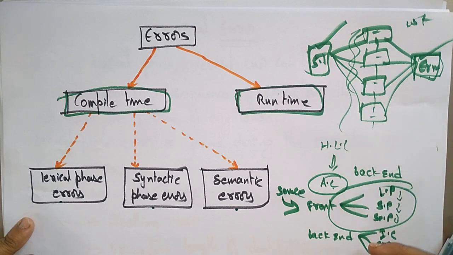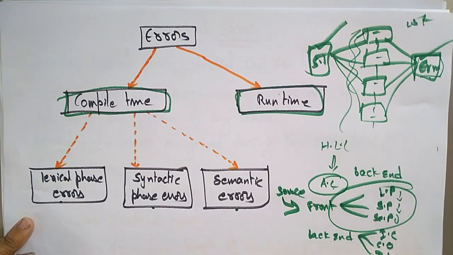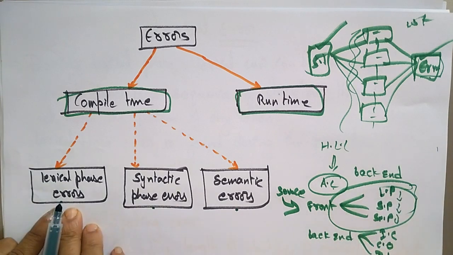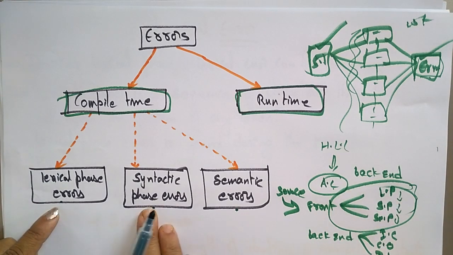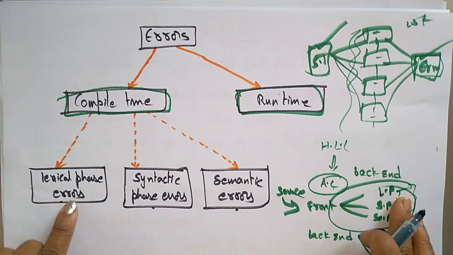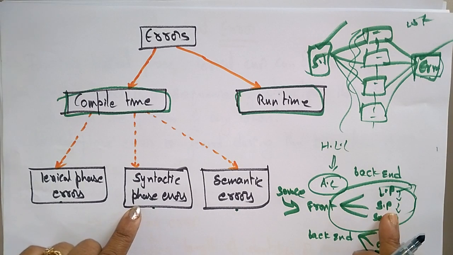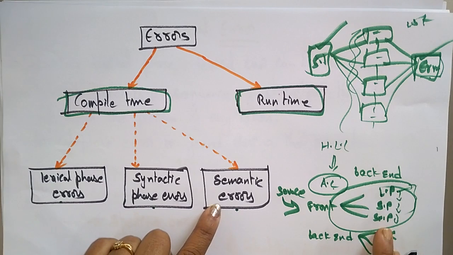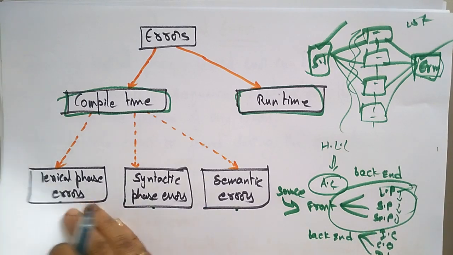If you sort out the errors, the program then enters the back end. Whenever it enters the back end, it comes under runtime. The compiler can't check those errors in the back end, so they are found at runtime execution. So compile time has three types of errors: lexical phase, syntactic phase and semantic phase errors. Errors occurring at the lexical phase are lexical errors, errors found at the syntax phase are syntactic errors, and errors found at the semantic phase are semantic errors. Now let's see each error clearly.